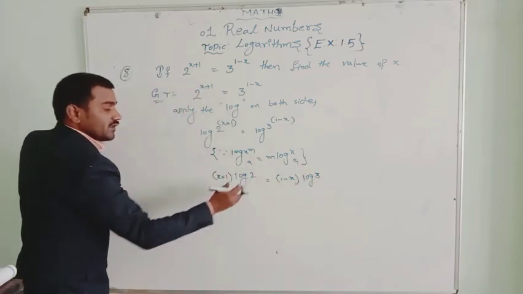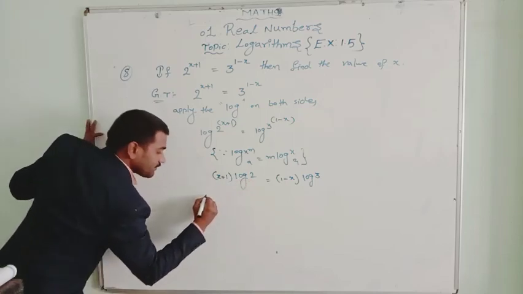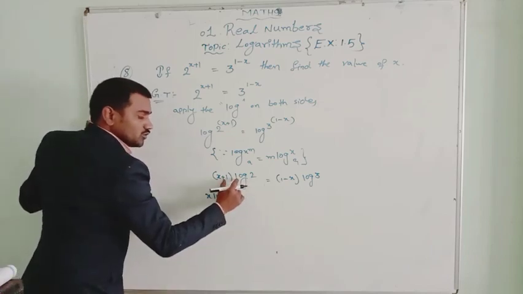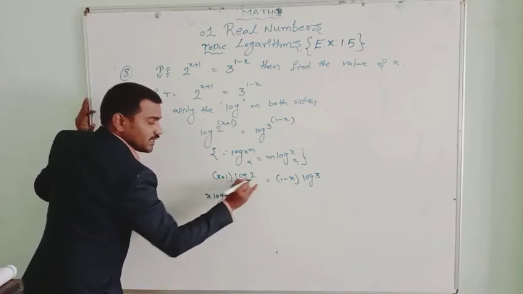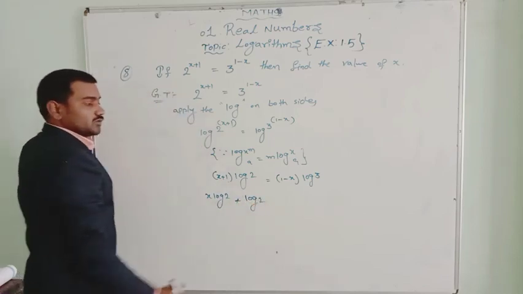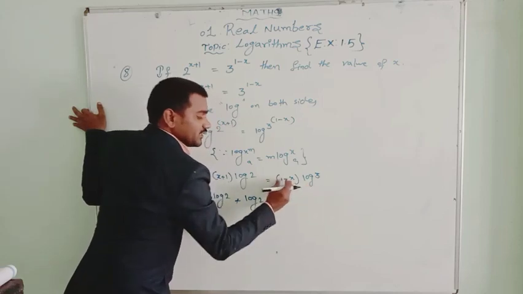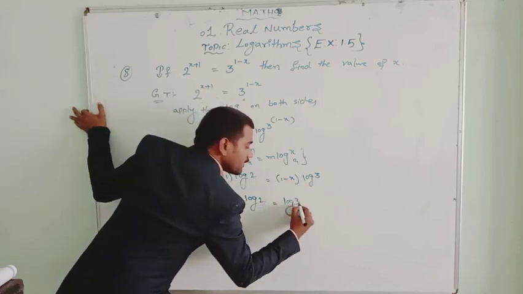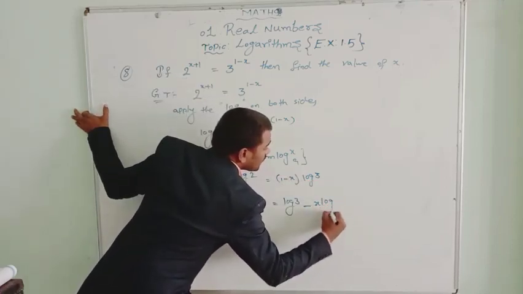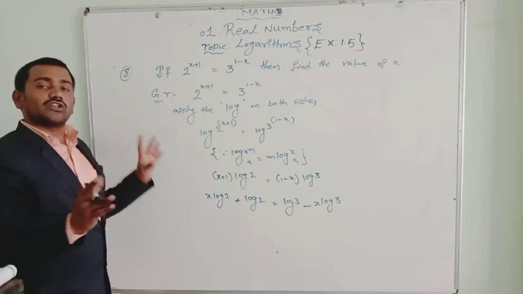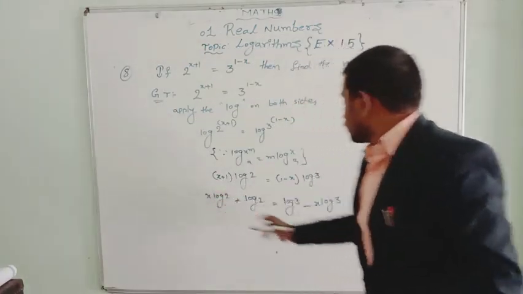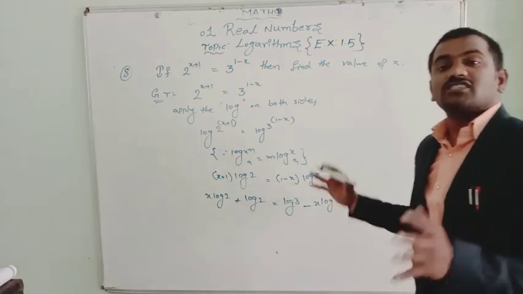Let us multiply now: log 2 into x, x log 2, plus log 2 into 1, that is 1 log 2. Here log 3 into 1, log 3, minus log 3 into x, x log 3. So when you observe clearly the LHS side and RHS side, here x log 2 minus x log 3 are the similar terms.